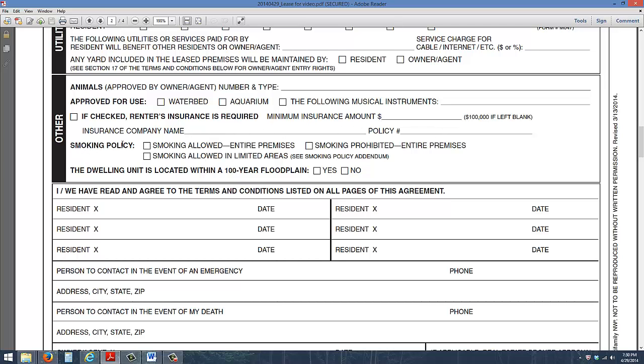Over here, this indicates our smoking policy, so one of these boxes will be checked. In many cases, it's going to be smoking prohibited on the entire premises. Down here it talks about whether or not the property is located within a 100-year floodplain, and the appropriate box here will be checked.